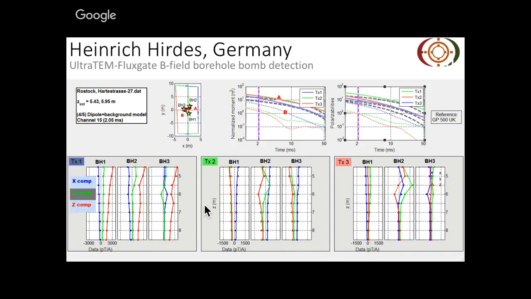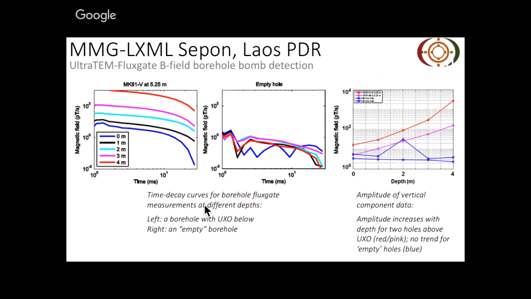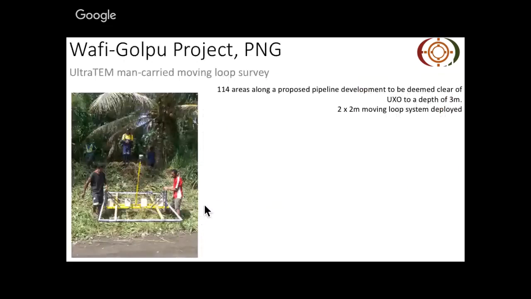Yeah, so borehole work, using, say, 3-component fluxgates in this case, and also being used in Laos. Because we're still working at the moment in PNG, and so this is clearing sites for putting pipeline in, actually in PNG.